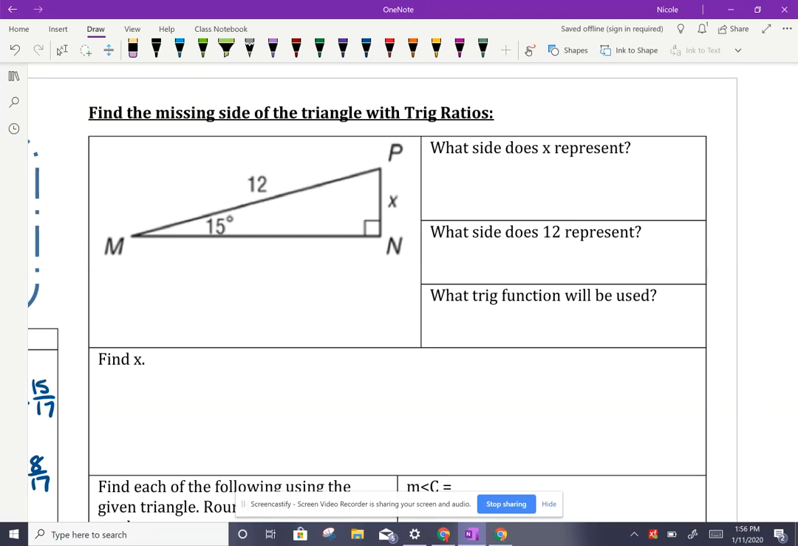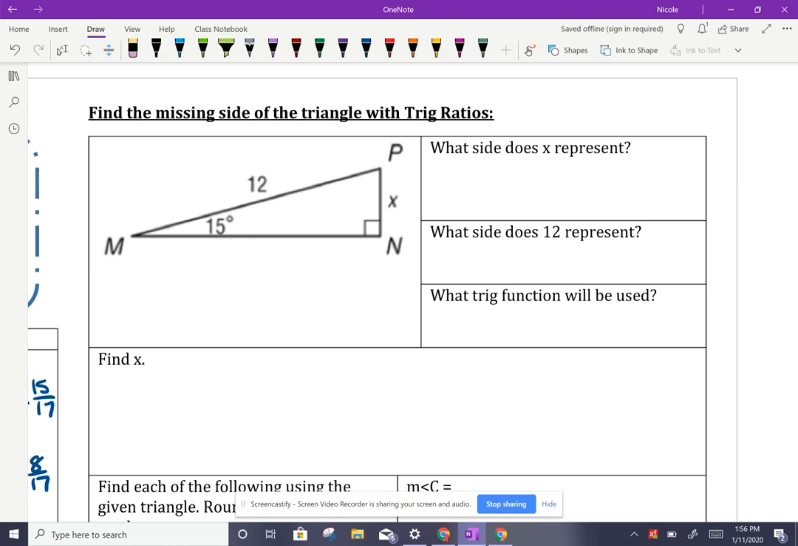All right, so now we are going to start working with our calculators. Yay! So we're going to find actual lengths of sides using our calculators and our trig ratios. And so this is going to be fun. So to find the missing side of a triangle with trig ratios, we need to identify a few things.